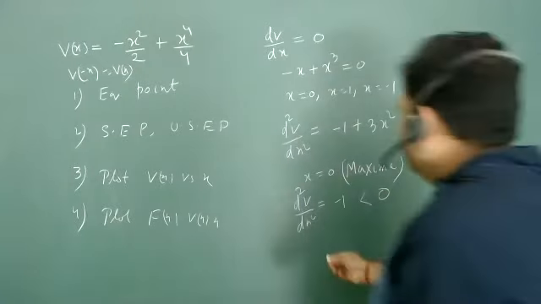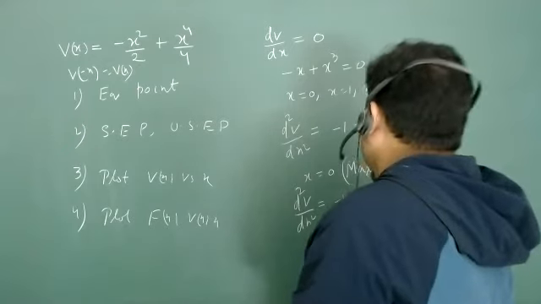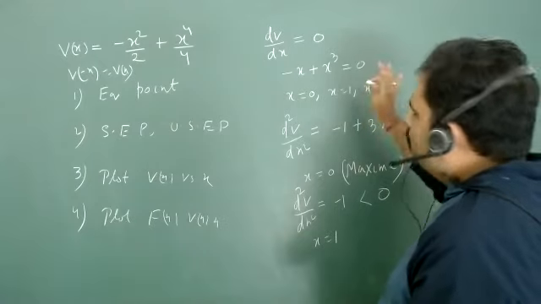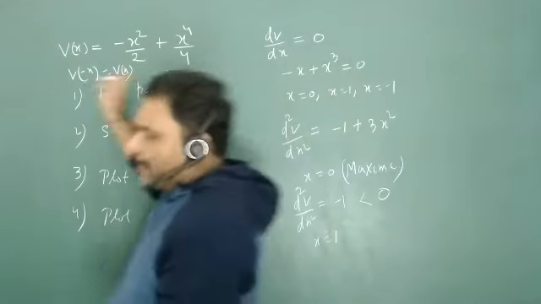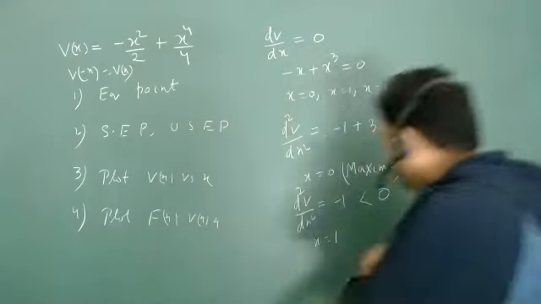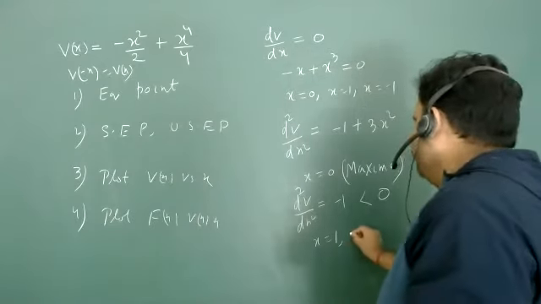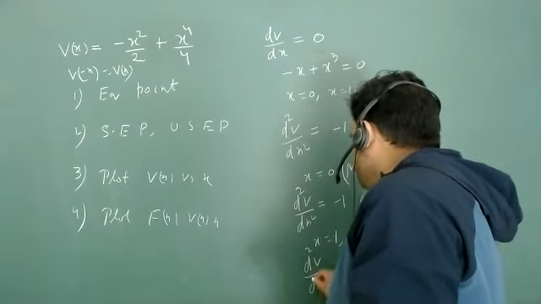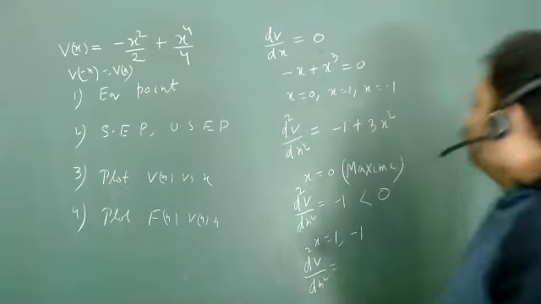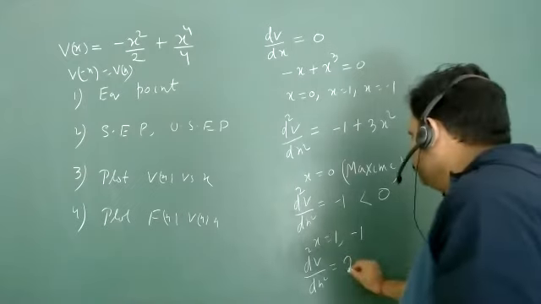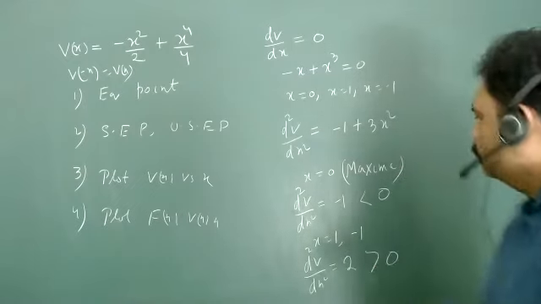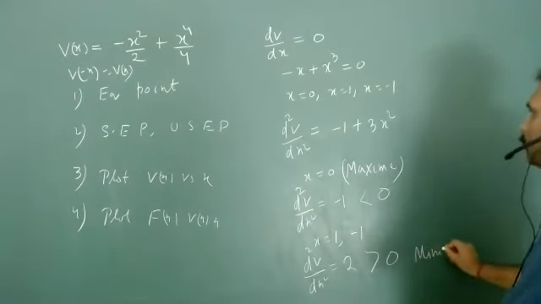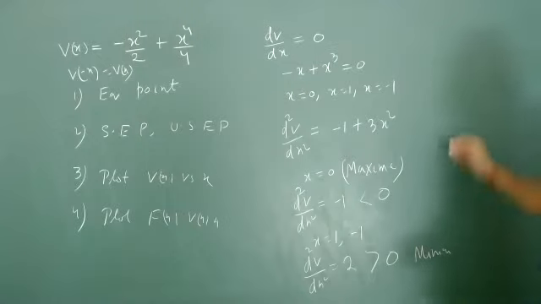Next one, x equal to 1 as well as x equal to minus 1. I know that these 2 points will behave exactly the same because the potential is symmetric in nature. So for x equal to 1 as well as minus 1, d square V upon dx square is 2, and that is greater than 0. So this value is what? Minima.